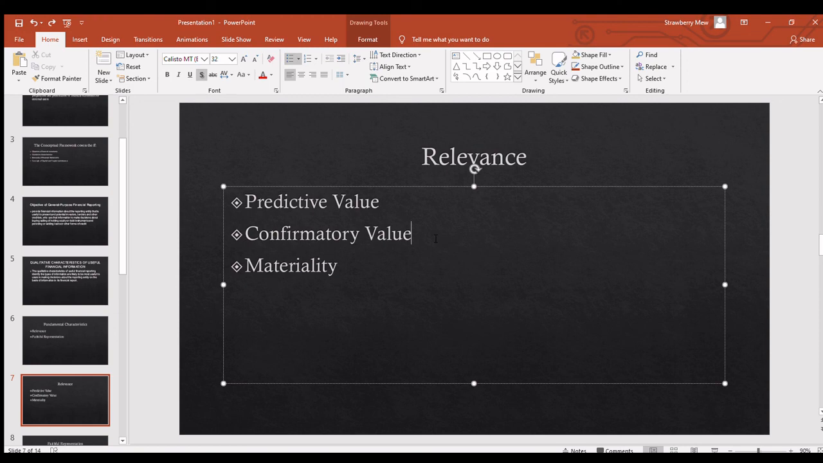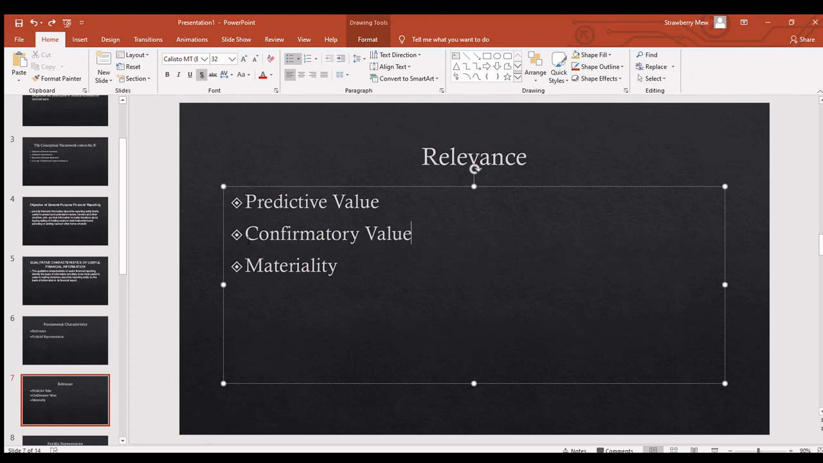Okay, so an information has predictive value if it can be used to make predictions about the future. Okay, it should be useful for us in order to make assumptions about the business in the future. It should help us in forecasting future events.